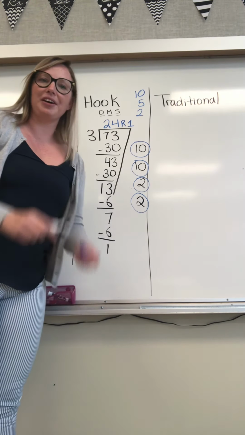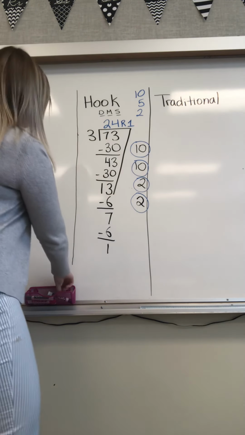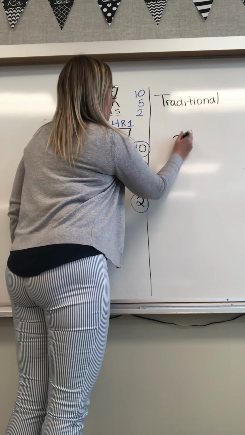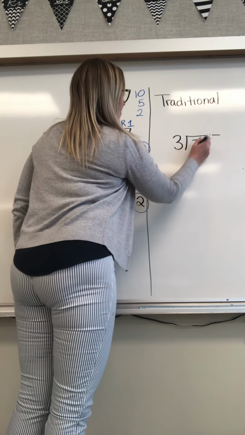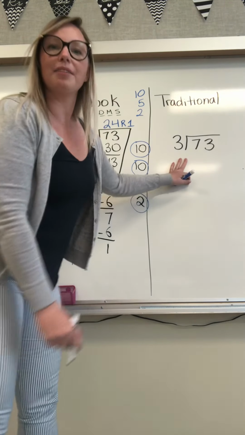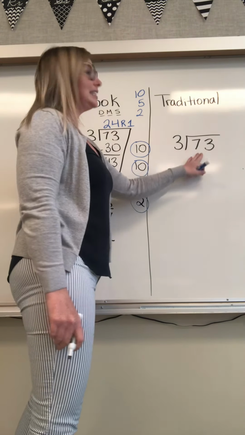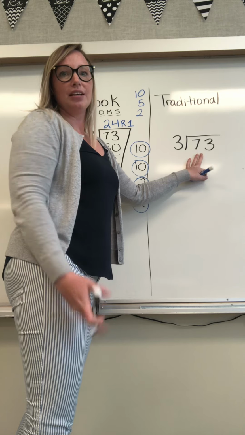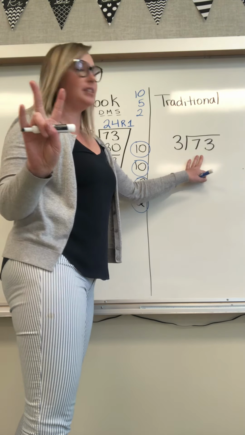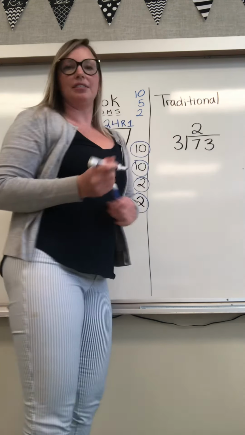And that's the hook. We're going to do the same question for traditional. 73 divided by 3. How many times can 3 go into 7 or 70? 1 time would be 3. 2 times would be 6. That's divide.